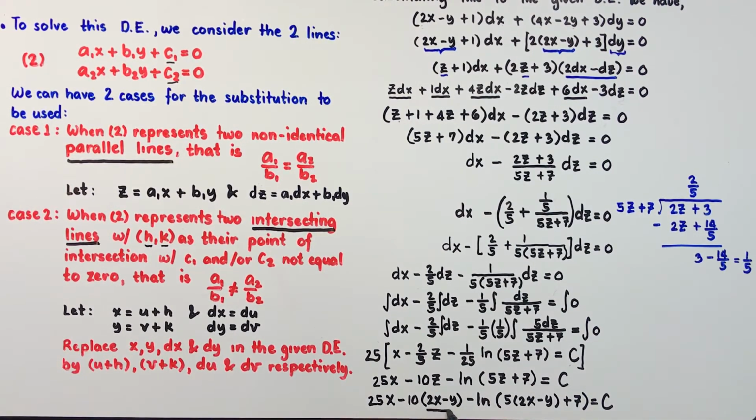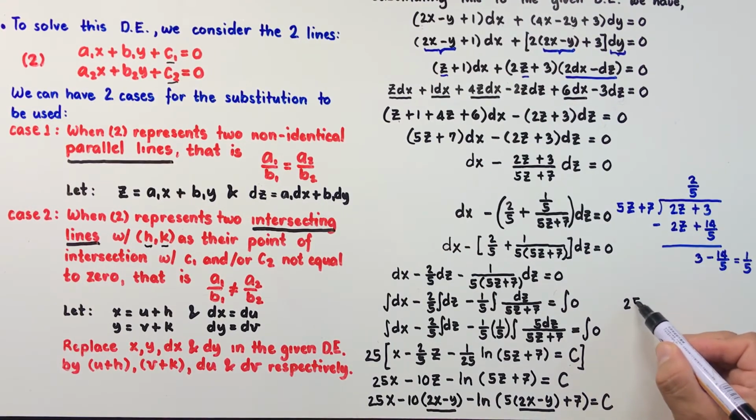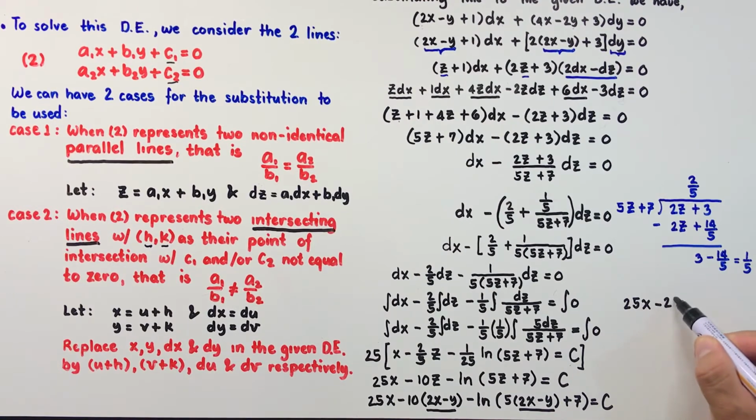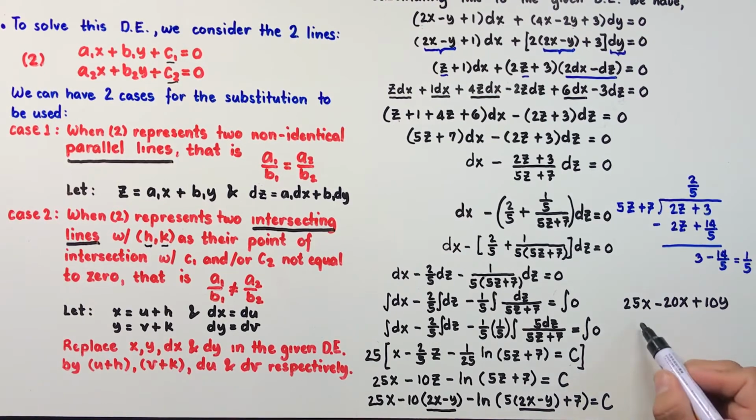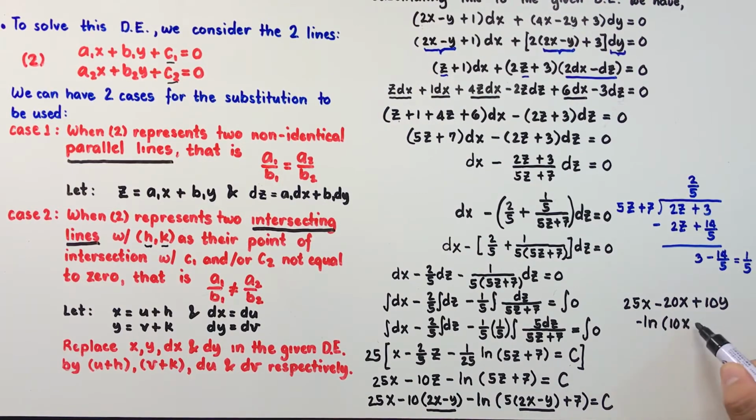So multiplying this binomial here to their coefficients and adding that one to 25x, we have 25x minus 20x, because 10 times 2x is 20x, and then this will be added to 10y, because minus 10 times minus y is positive 10y, and this will be subtracted by the natural log of 10x minus 5y. And then we have a positive 7 here. And the whole thing is equated to the constant of integration c.